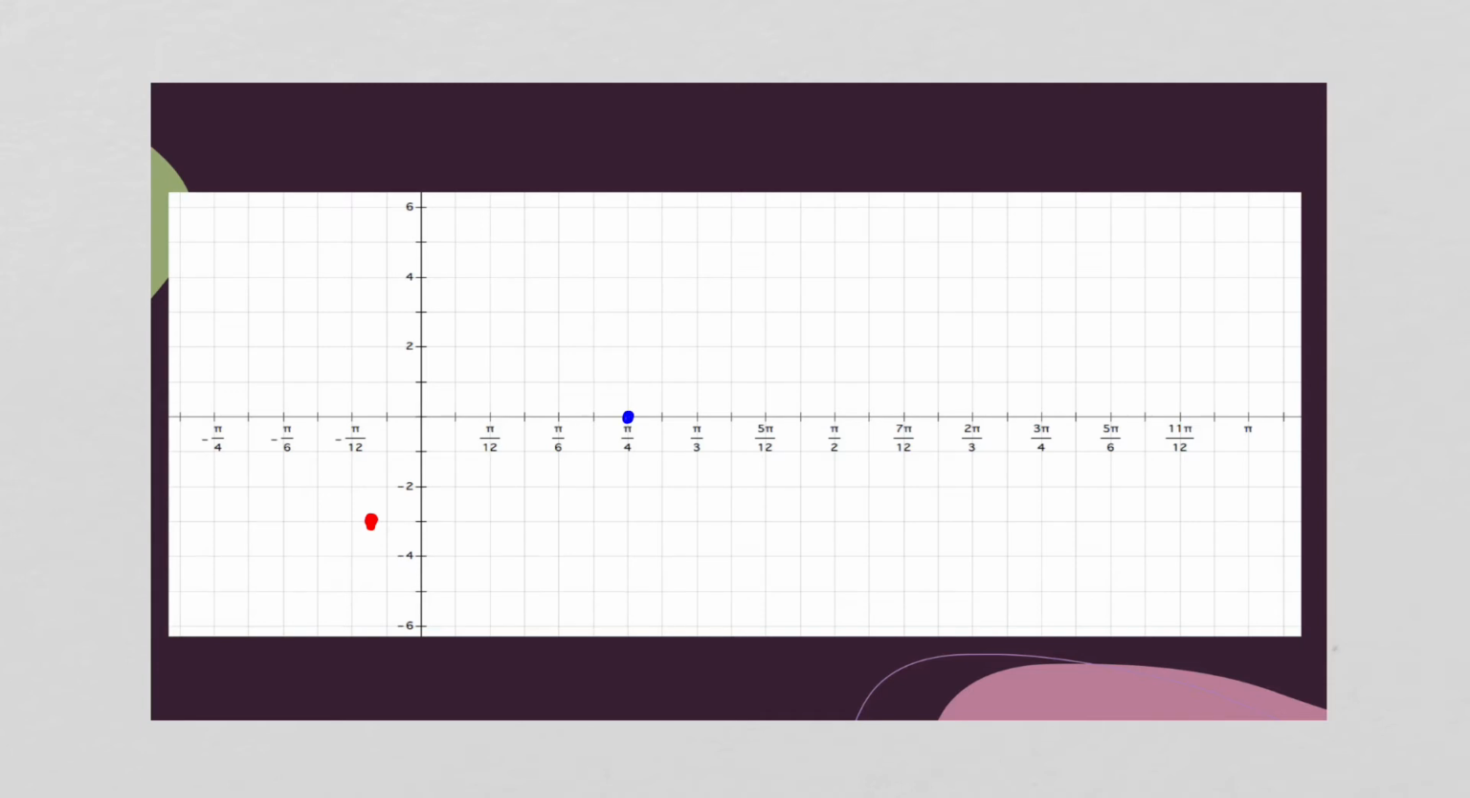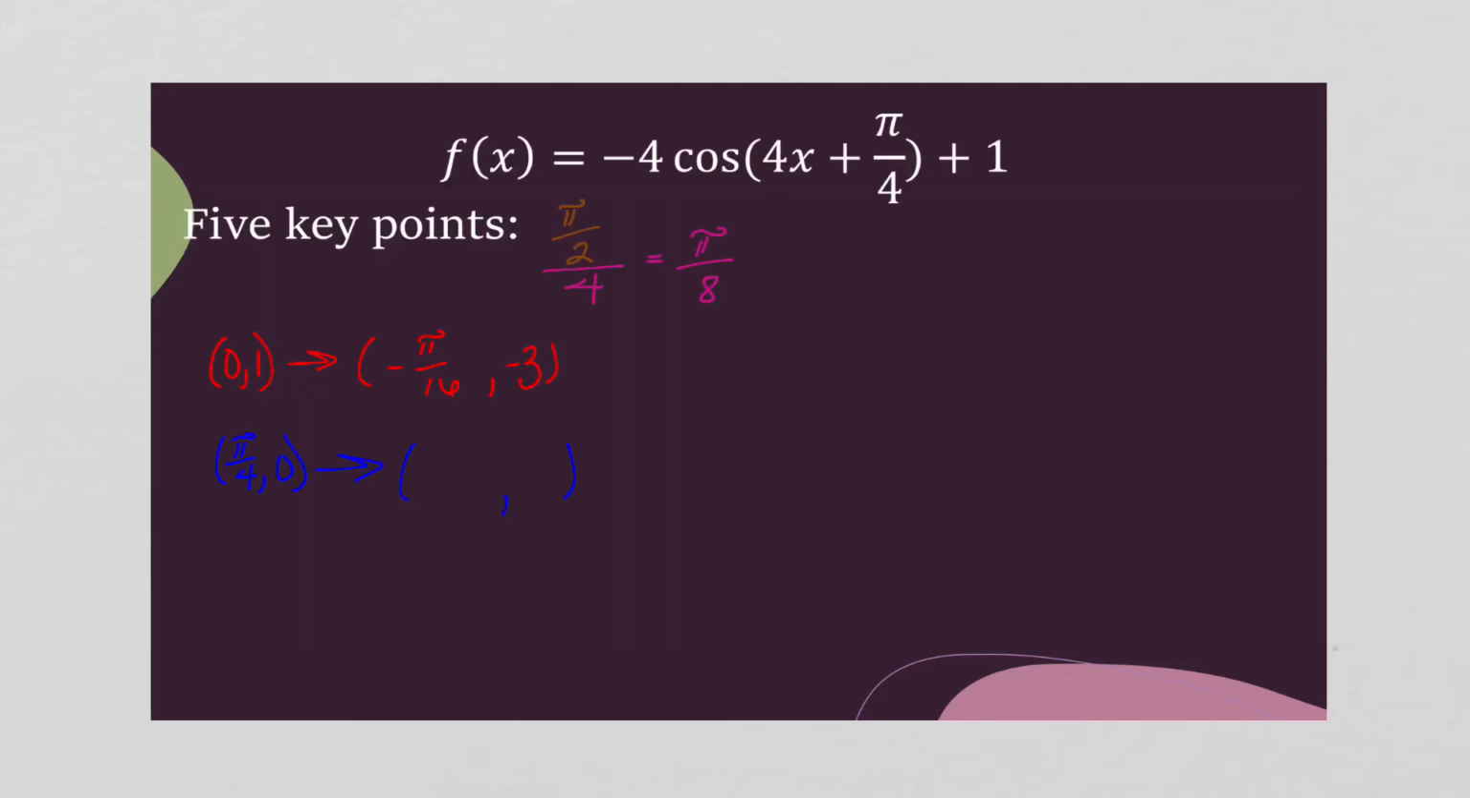The amplitude isn't going to affect where we're midline, okay? That only affects the top and the bottom. So we don't have to worry about that 4. We do have to worry about the vertical shift up, so it's going to shift up to 1. Okay? And then what goes next?